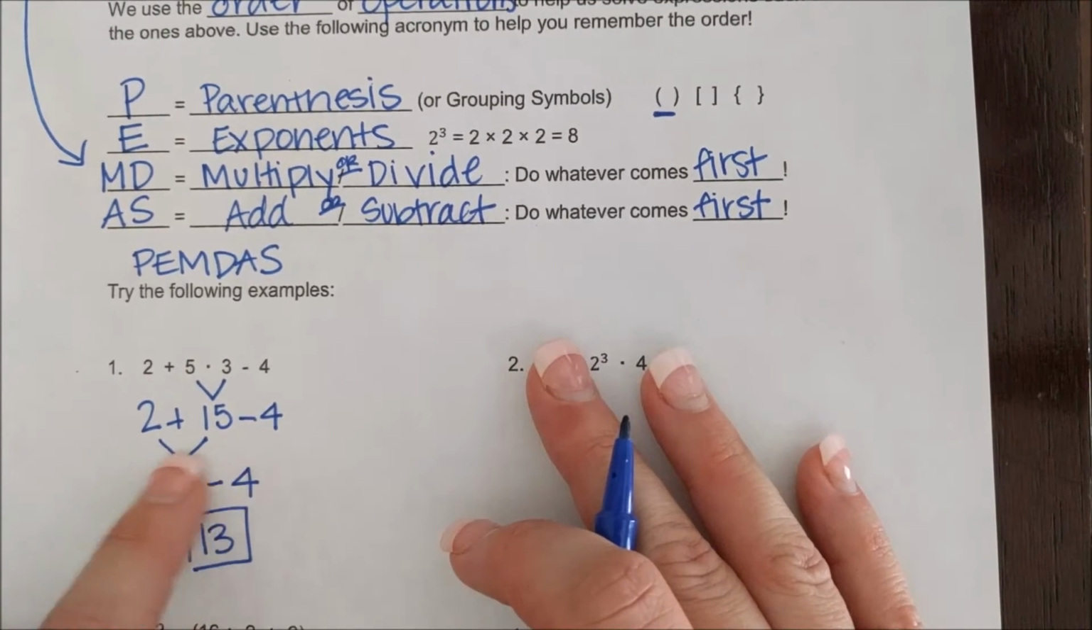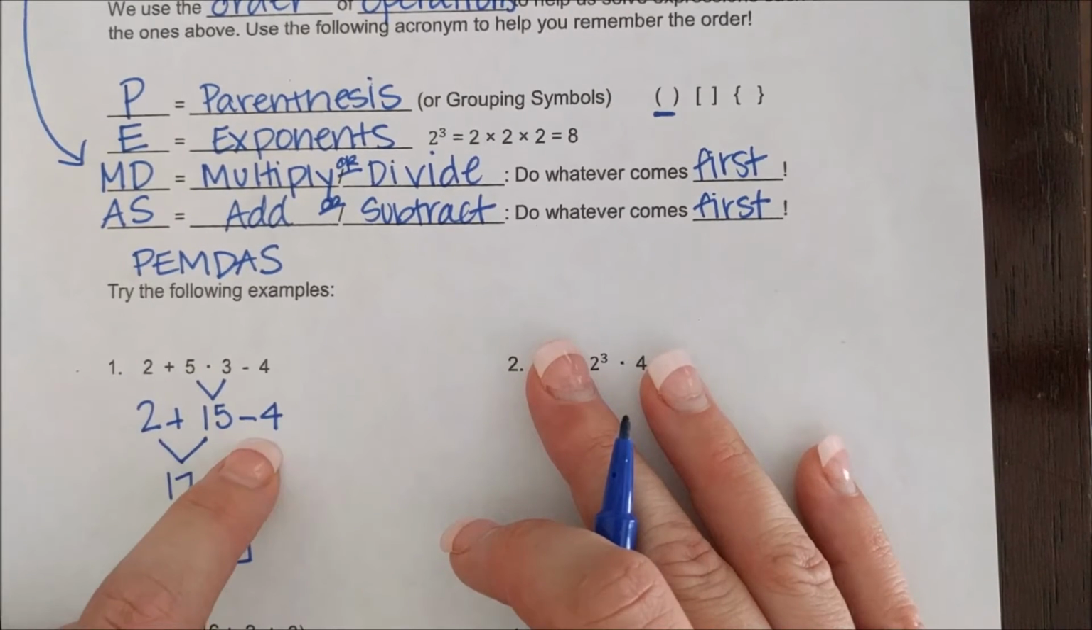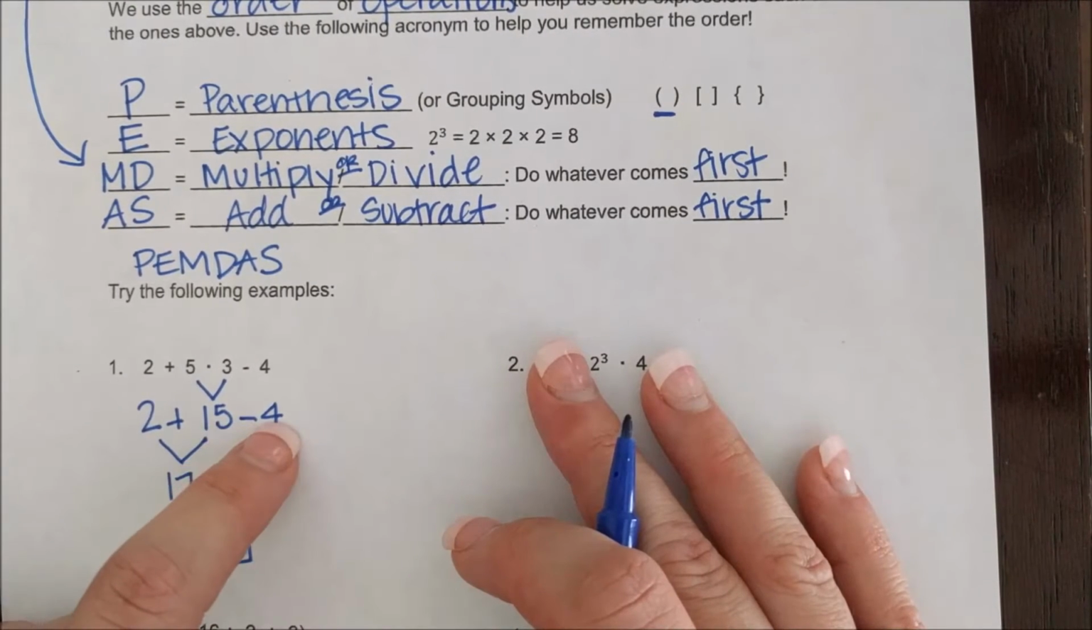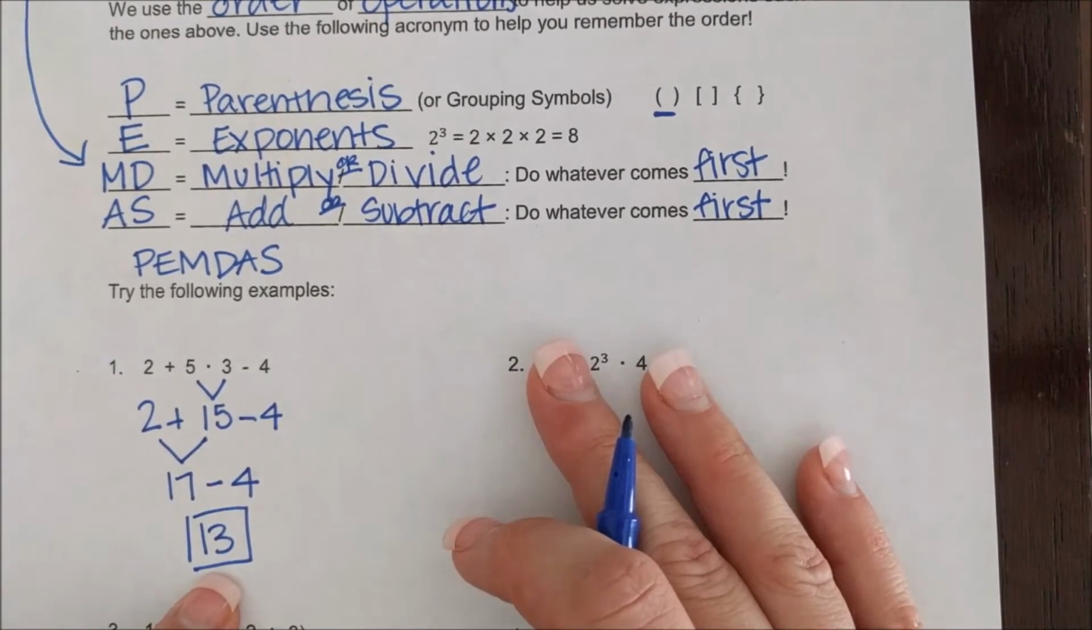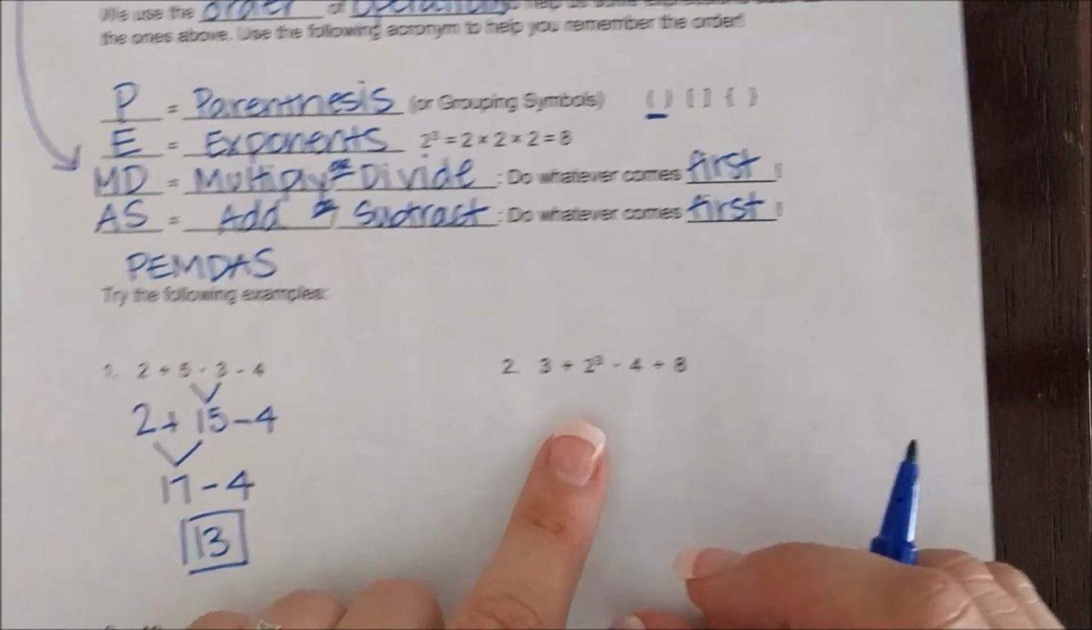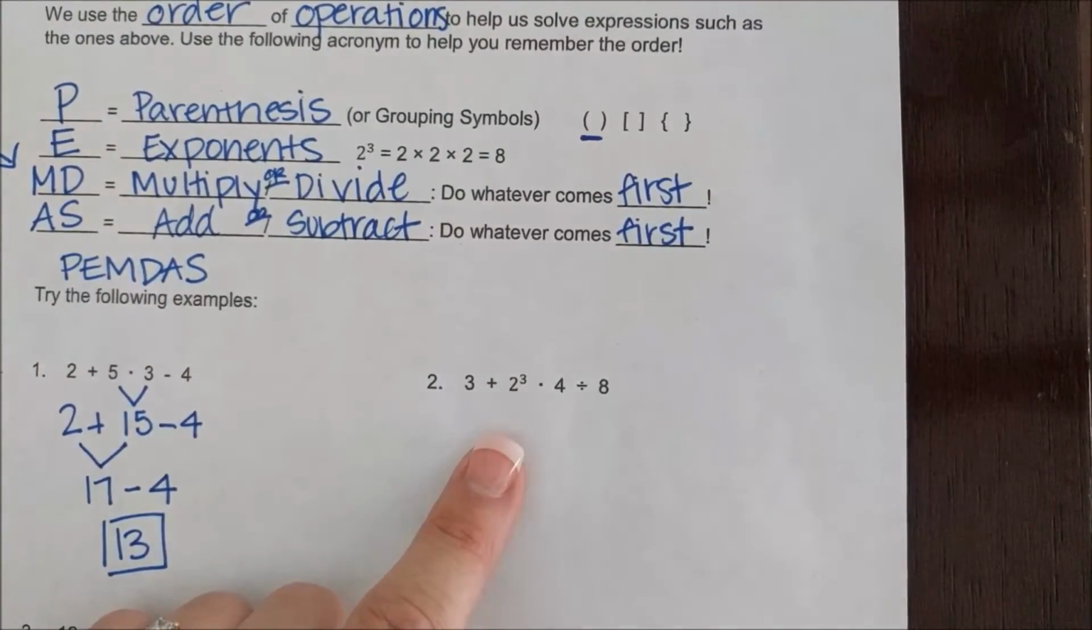If you look back up here, if you didn't add first and you went to subtraction first, 15 minus 4 would be 11. And 2 plus 11, okay, well, we got lucky there, 13. All right, that will not happen every time, so you must be careful. Let's look at number 2.